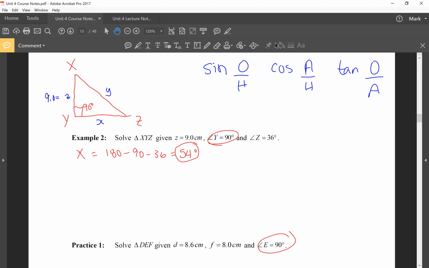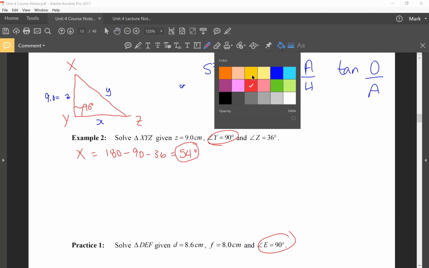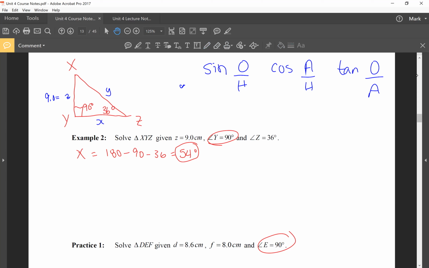Okay. So now, just imagine we don't even have that 54. How are we going to find other things? I haven't even fully labeled this, by the way. Let me go back to red here. I also know angle Z is 36. Now I'm ready to start calculating my other sides.